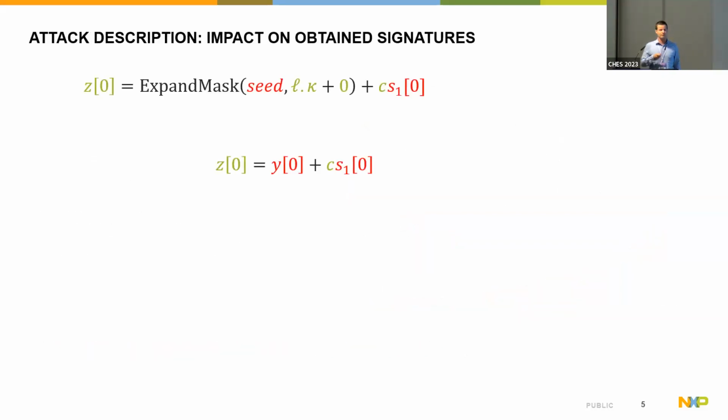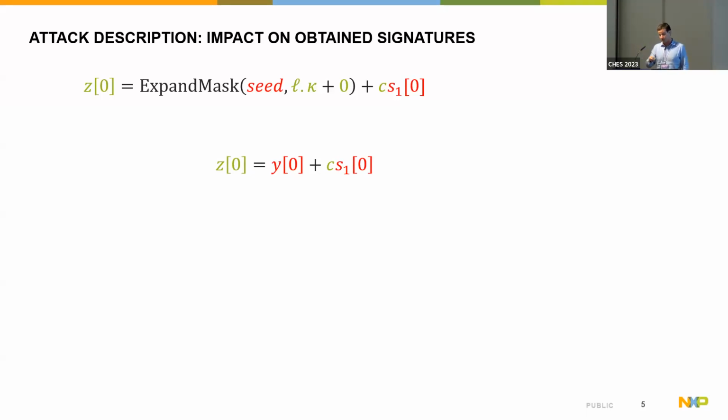Okay, so how does it work actually? Here is how we generate one polynomial in the signature. You get it from ExpandMask, where you put the seed, then you put some public data, and then you get the first polynomial in S1 times C, and from that, you get the signature, and this is called Y.